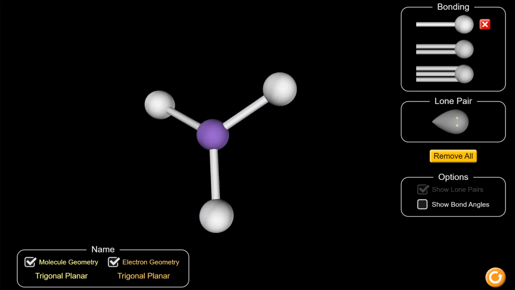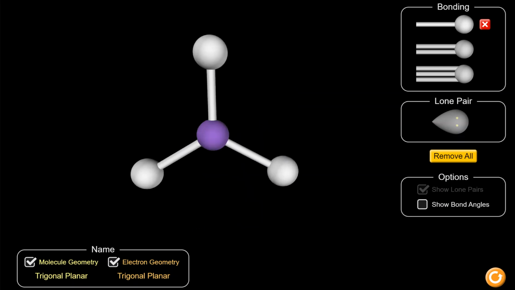Anyway, if I look down here, I have this marked. You can quiz yourself by not having those marked and guess. The electron geometry, the sticks, is trigonal planar. And looking at just the atoms, the white atoms, they are also trigonal planar. Okay, so that's the basic shape.